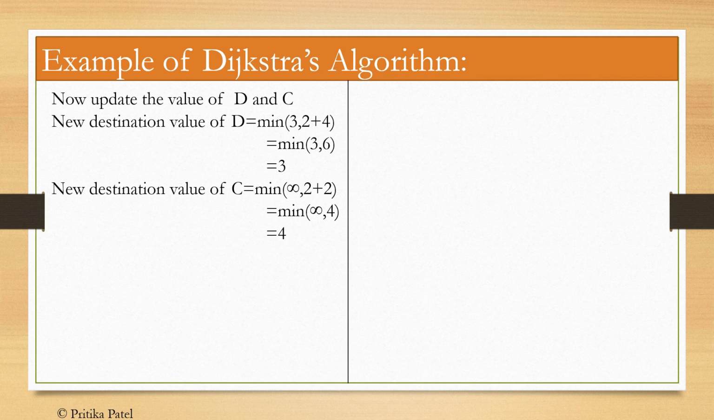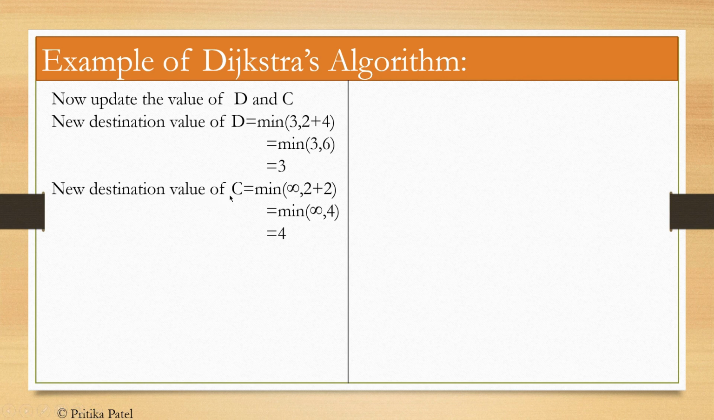Now update the values of D and C. The updated value of D is equal to the minimum of the old value 3, which is given in the table, comma, 2 as the mark value plus 4, the edge weight between B and D, which is given in the graph. So the minimum of 3, comma, 6 is 3. So the new updated value of D is 3.